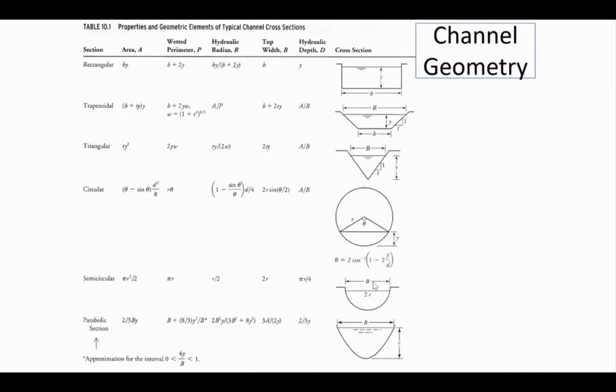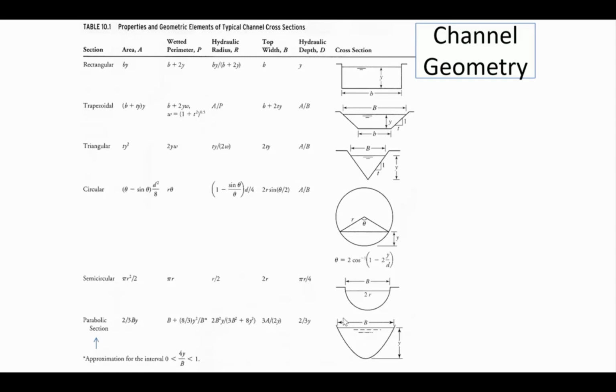There's a table in your book that I want to bring to your attention, table 10.1, and this is really important because it has some useful formulas to allow you to calculate. Some of them are pretty easy. You know, like for a rectangular channel, the area is quite obviously the depth multiplied by the width of the channel. But it's less obvious for some of the other shapes, like a parabolic section, for instance.